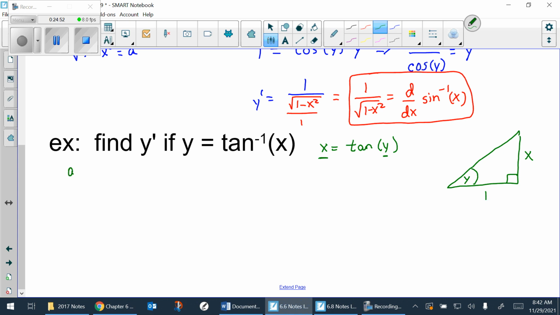And again, keeping in mind that a squared plus b squared equals c squared, 1 squared plus x squared is equal to that hypotenuse squared. So if I just want the hypotenuse, not hypotenuse squared, I'd have to take the square root of each side. And so this hypotenuse right here is the square root of 1 plus x squared.